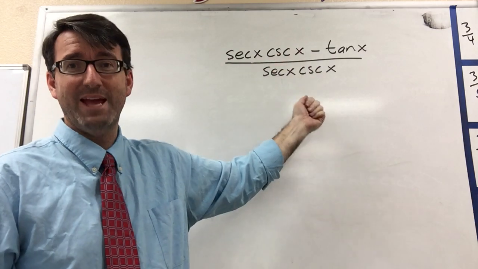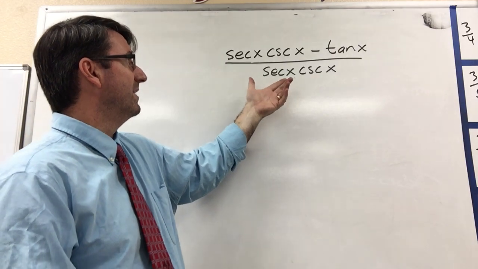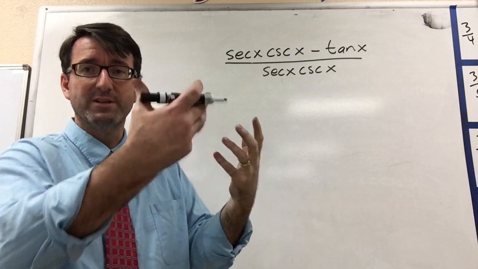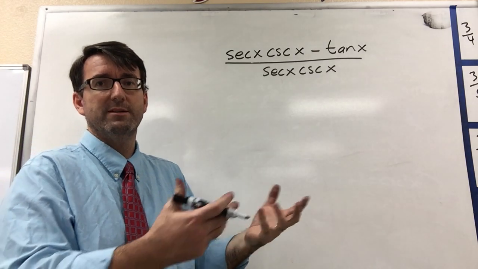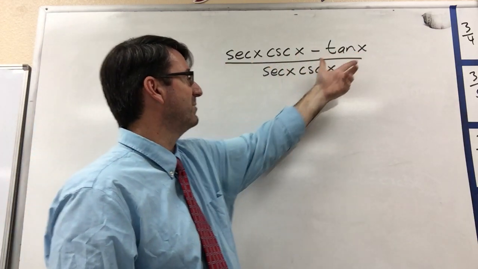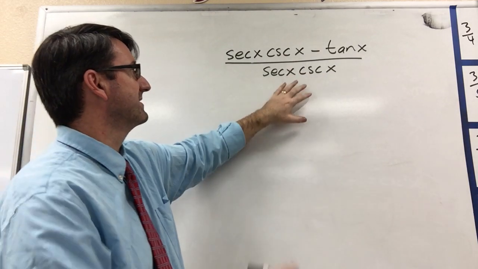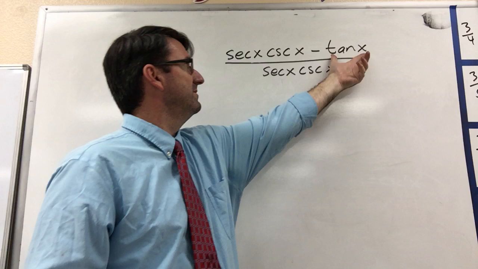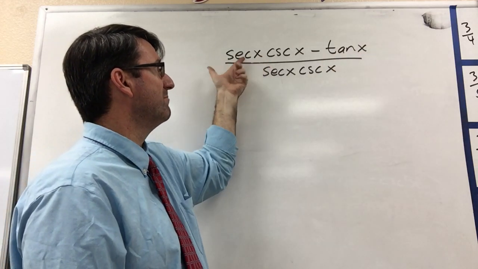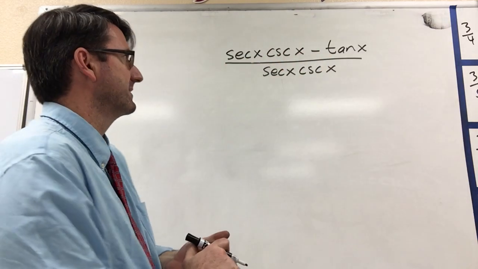I don't really like the term cancel. I try to use divide to 1 as much as I can, because what we're doing when we cancel a term that's on the top and the bottom is we're dividing, and we're dividing to 1. Now here we can't divide this top by secant x cosecant x and just cancel this out, because there's no secant x cosecant x in this other term. We're not multiplying the whole numerator by secant x cosecant x.